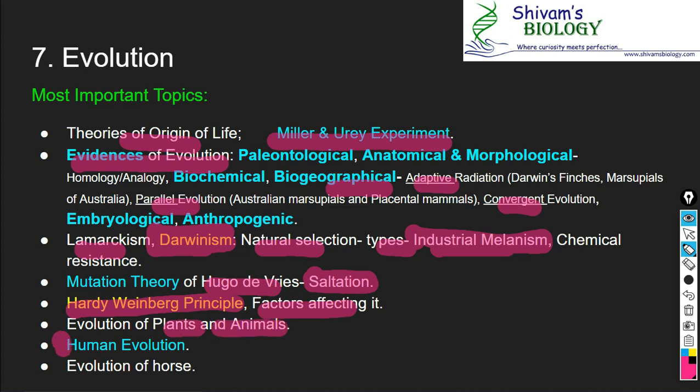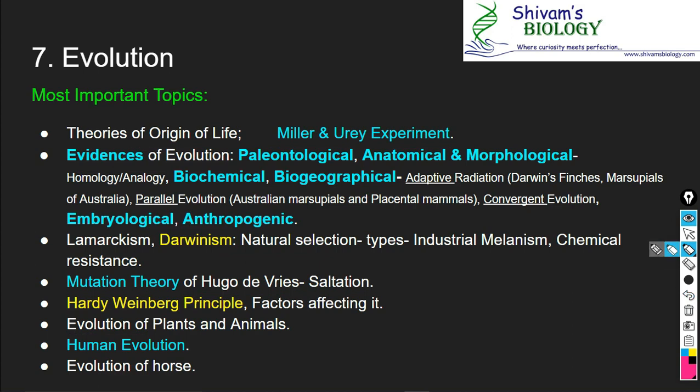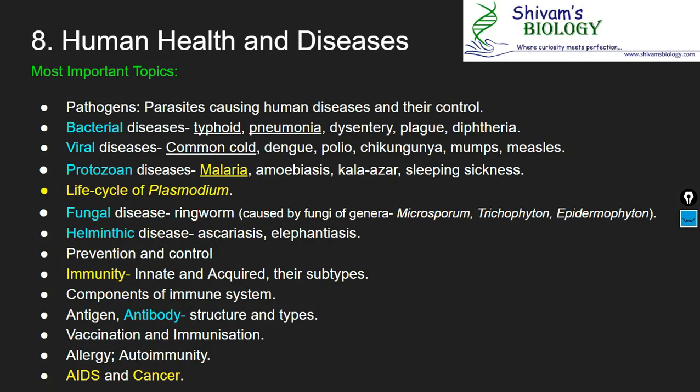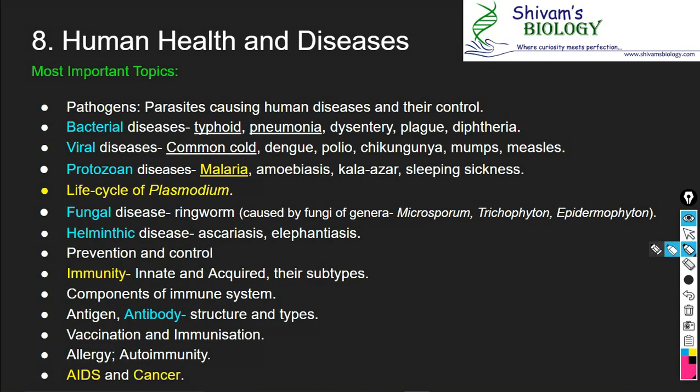Human evolution is a very important topic for all the examinations, board exam and NEET exam. You should understand this topic very well. Various stages of human evolution are important. Evolution of horses is also important for board exam. Sometimes questions are asked from this topic. Let's proceed further in the next chapter, that is Human Health and Disease.